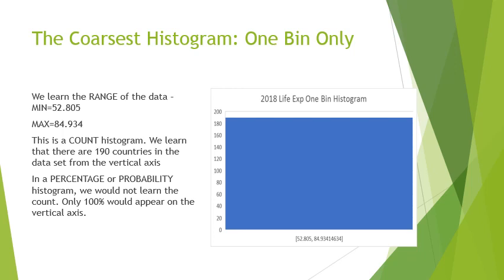The coarsest histogram is the one in which there is only one bin. All of the countries belong to the same bin. So this just goes from the minimum to the maximum, and from this we learn the range. The age lifespan varies from 52.8 to 84.9, and all of the countries are in this one bin, and there are 190 of them.